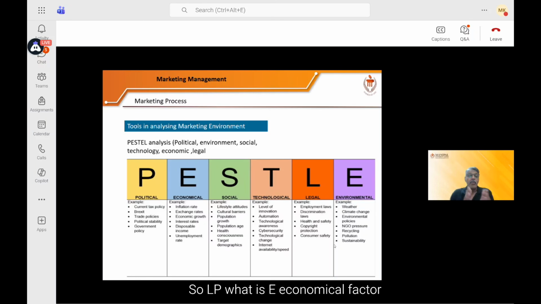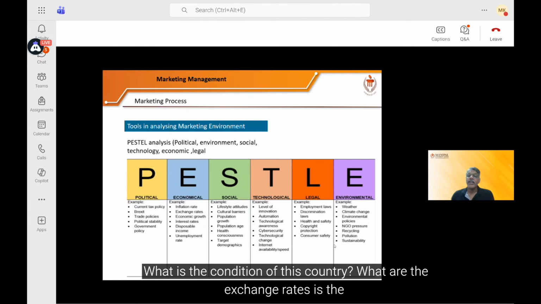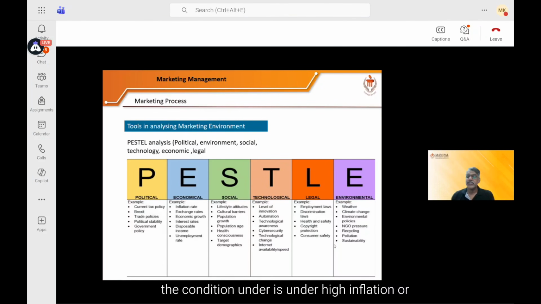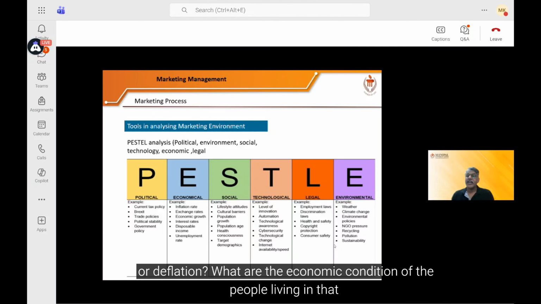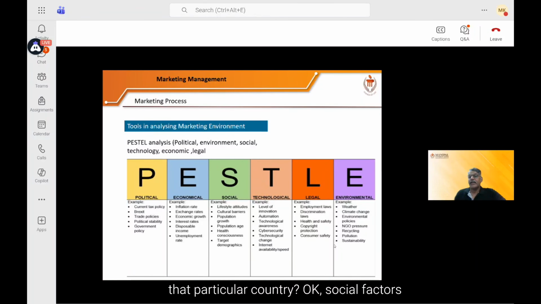So L and P. What is E? Economical factor. What is the condition of this country? What are the exchange rates? Is the condition under high inflation or deflation? What is the economic condition of the people living in that particular country?